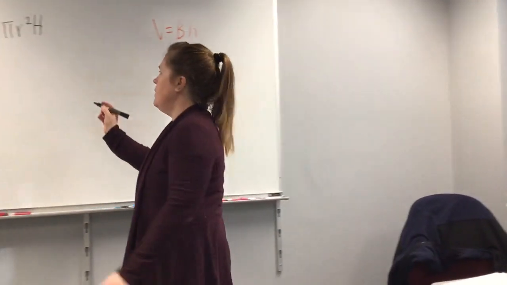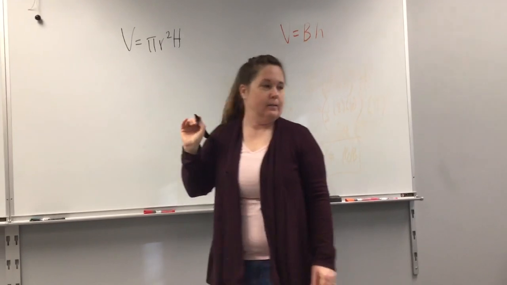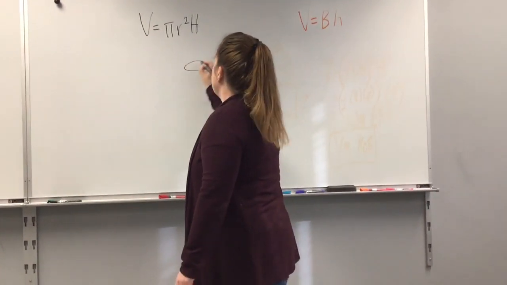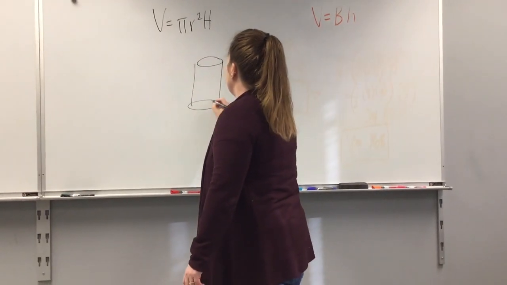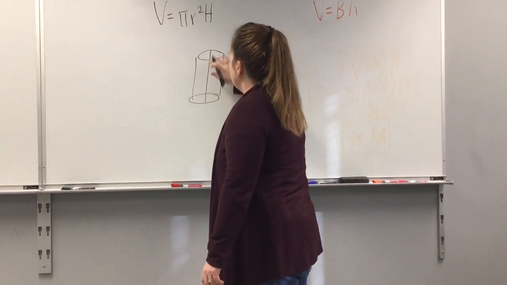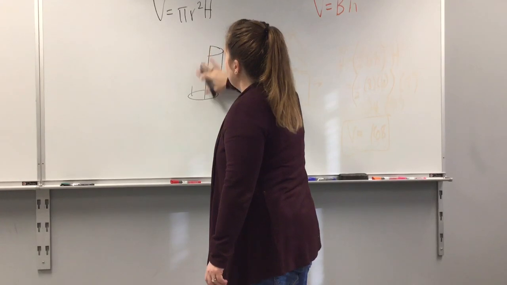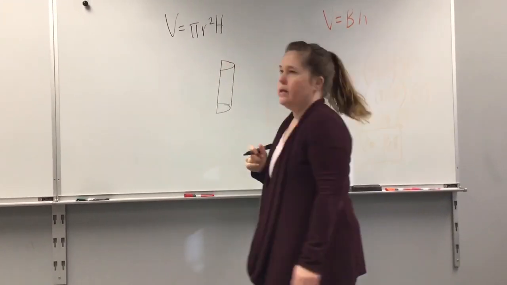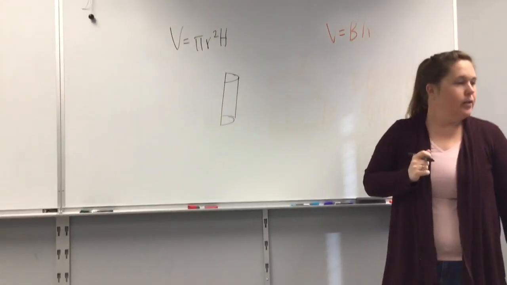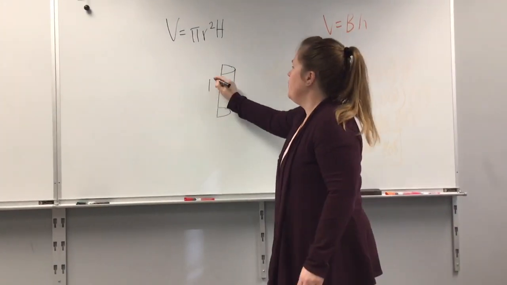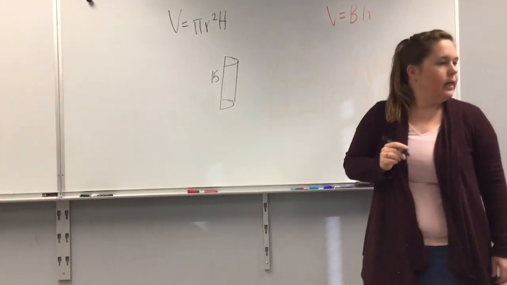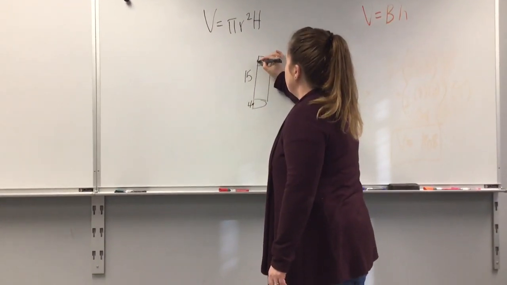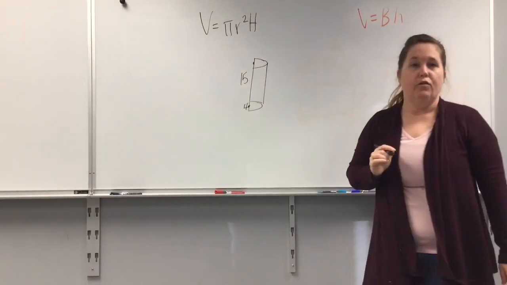Now, if we have this, this is not going to be good. So the first example on your notes is a half of a cylinder. Okay, it had a height of 15 and a diameter of 4 in this case.